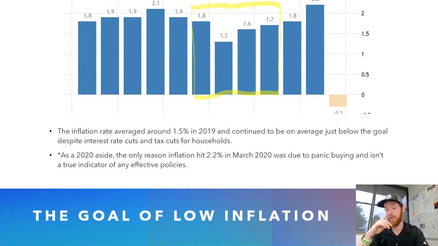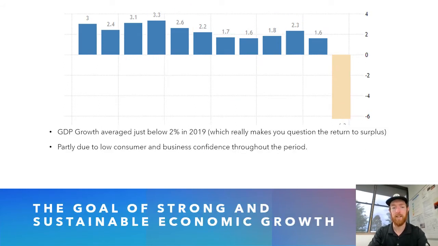Consumer confidence, you'll see later on, was fairly low in the first place. As an aside, if anything comes up about inflation in 2020, the only reason inflation hit 2.2% in March was because of the panic buying. So if that comes up, that's not achieving the goal. It's not an average over time, but that was panic buying.